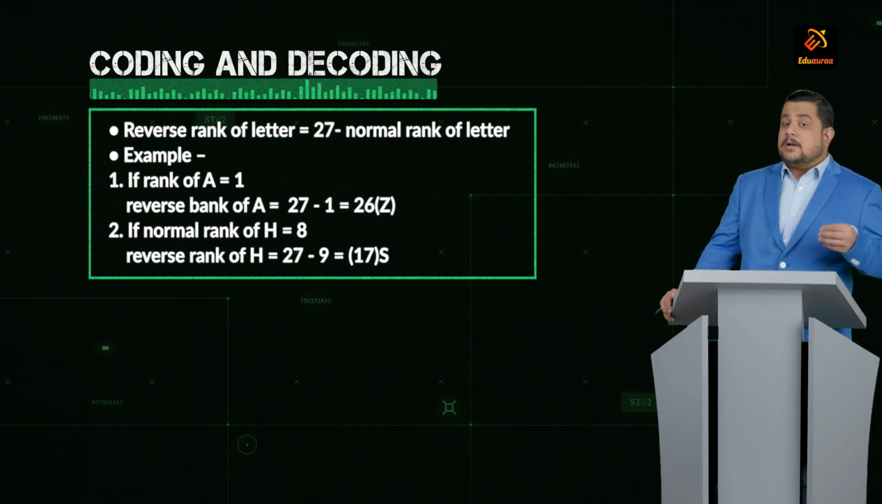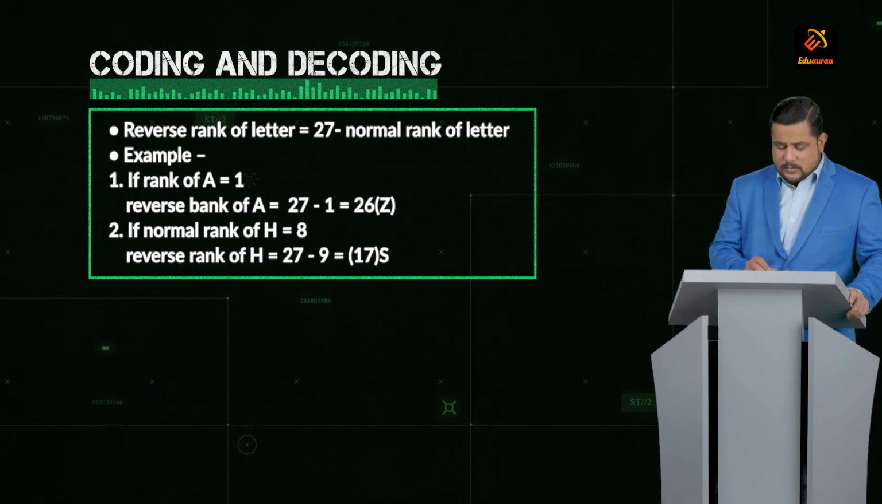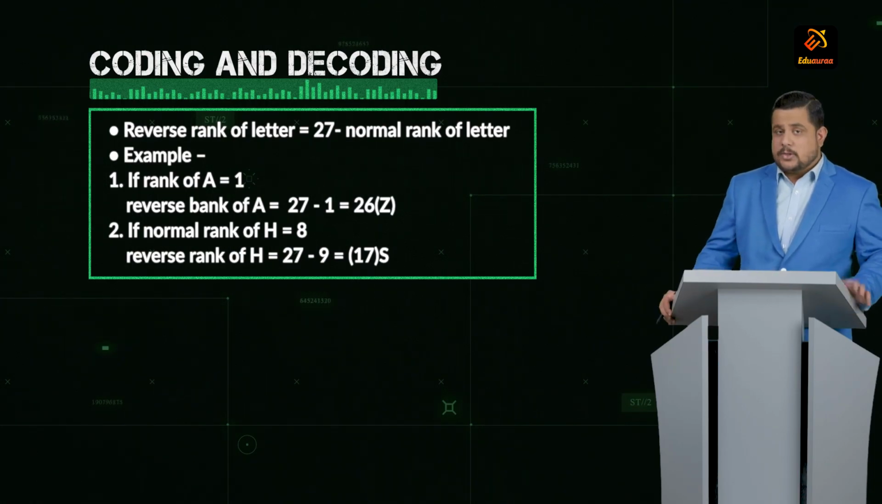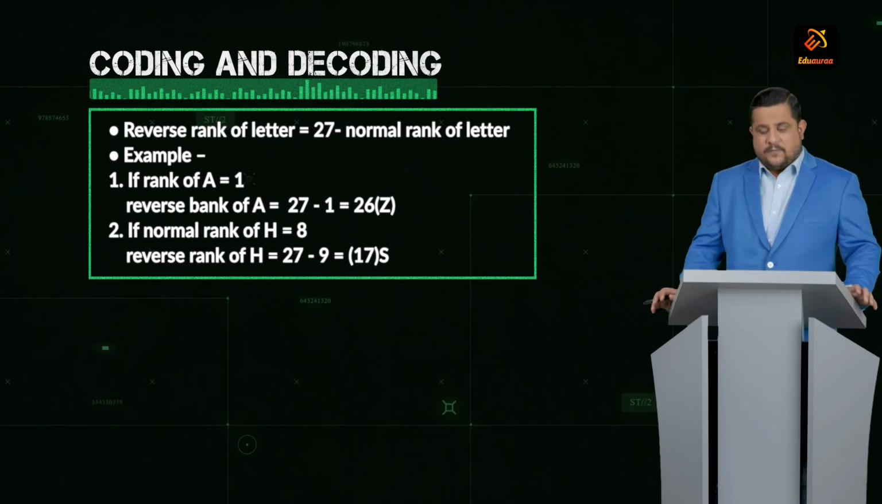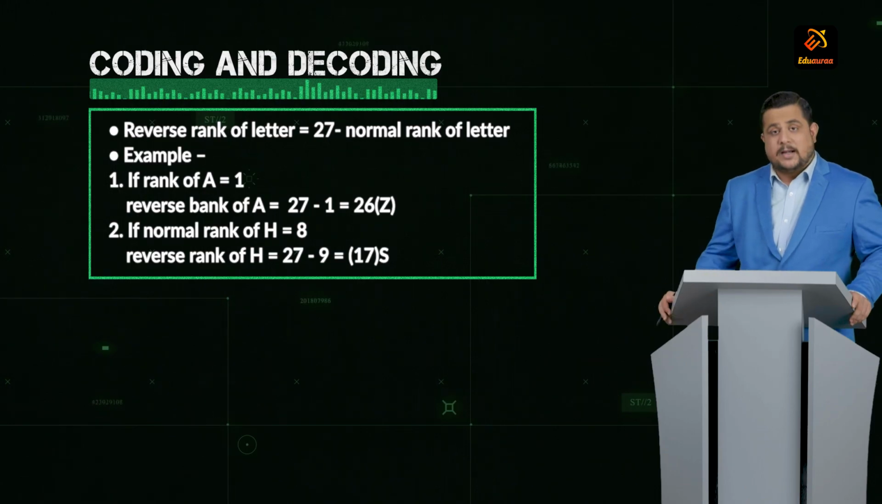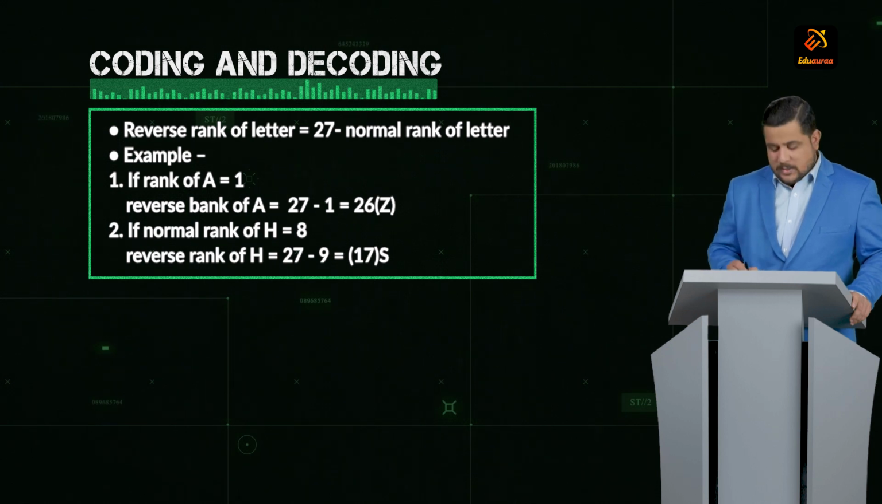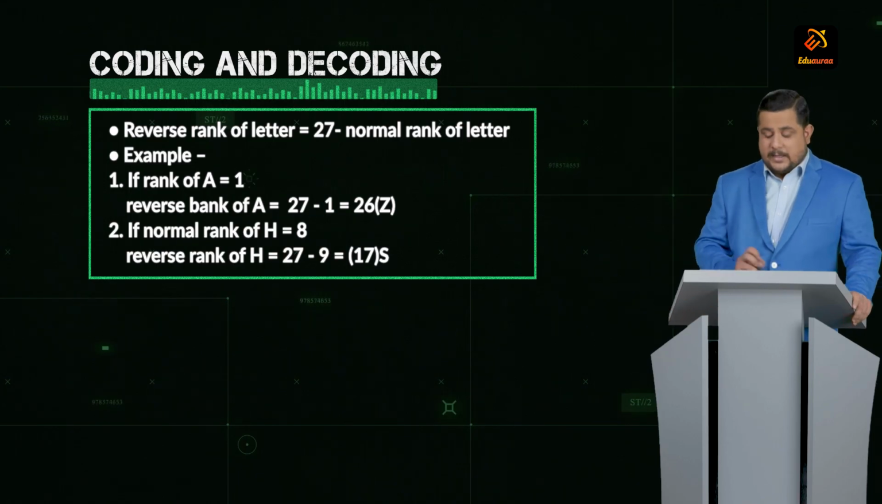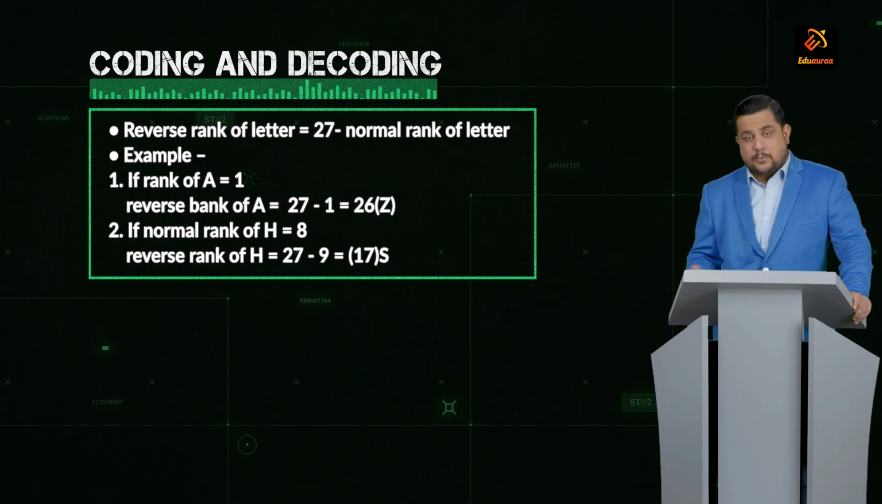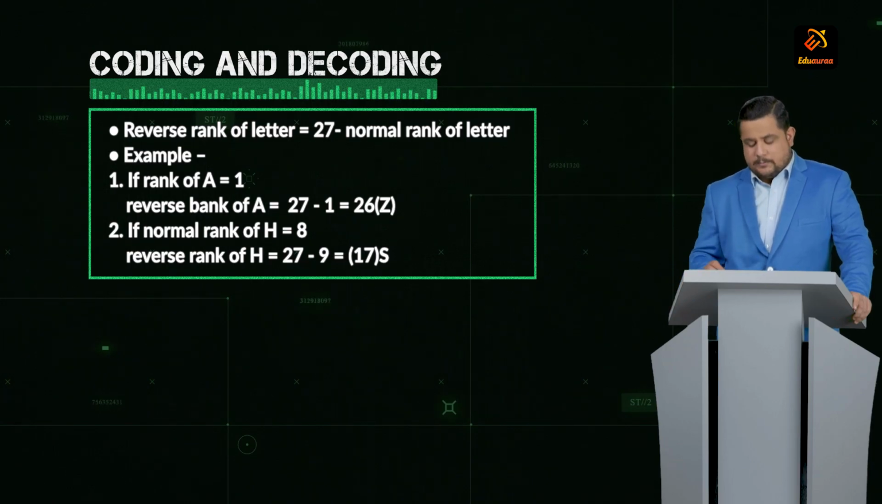But if we are unable to recall it, what we can do is subtract the normal alphabetical ranking of the letter from 27. You just have to subtract that, and you will get the reverse order ranking. Suppose A's rank is 1. So 27 minus 1, what do you get? 26, which is the reverse order ranking of A. And which letter is opposite to A? Z, because in normal alphabetical order, Z comes at the 26th place.